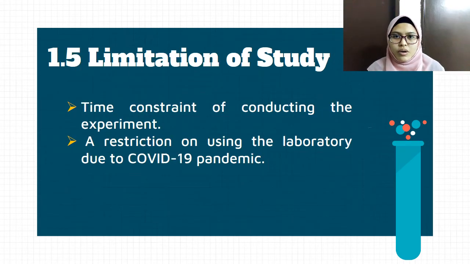1.5 Limitation of study. The limitation in this study is the time constraint of conducting the experiment. The time allocated to execute this study is only 6 months. Each experiment and report must be carefully planned and carried out in accordance with the Gantt chart and milestone. Furthermore, there will be a restriction on using the laboratory. Due to the COVID-19 pandemic, the student must strictly adhere to the laboratory's standard operating procedure (SOP), which allows only a limited number of individuals to be present at one time.